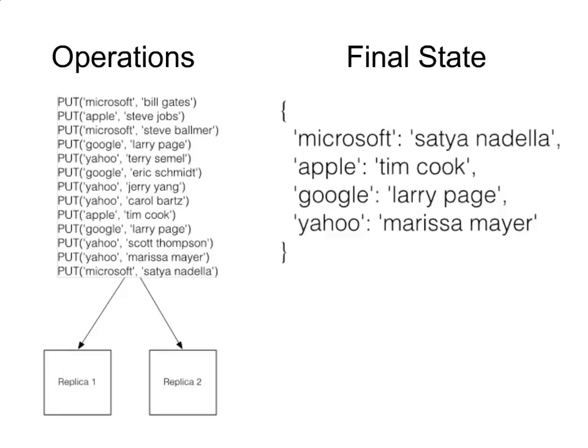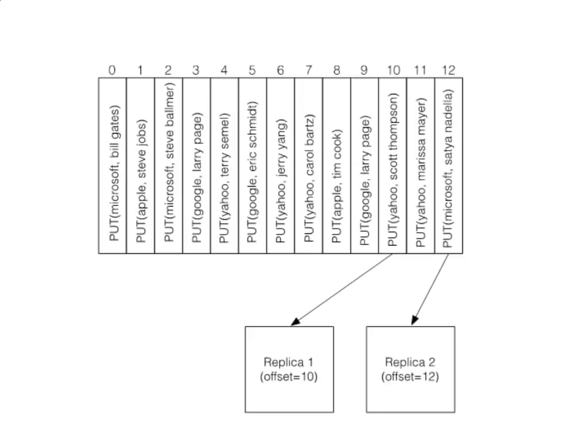If these updates are going to my two replicas down here, replica 1 and replica 2, you can imagine if one of my replicas crashes or stalls or whatever, when it comes back up, it will have lost updates. It will have missed some of the updates that went to the other replica. And so they won't have the same state on them. The final state I'm expecting after all these updates is over on the right, which is the current CEO of each of these companies.